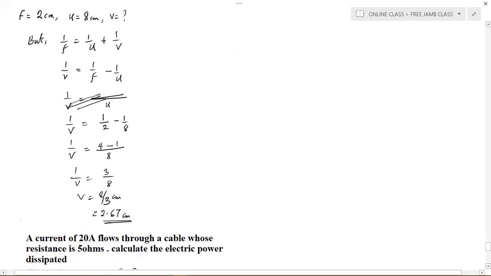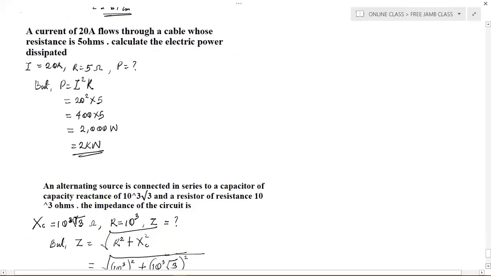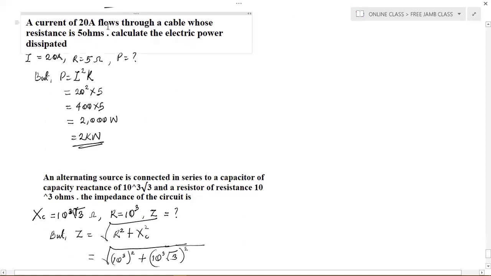Now, this last question solved now is, a current of 20 amps goes through a cable whose resistance is 5 ohms. Calculate the electric power. So I is 20 amps, R is 5 ohms, P power unknown. P equals I squared R, which is 20 squared times 5, 400 times 5 is 2000 watts.